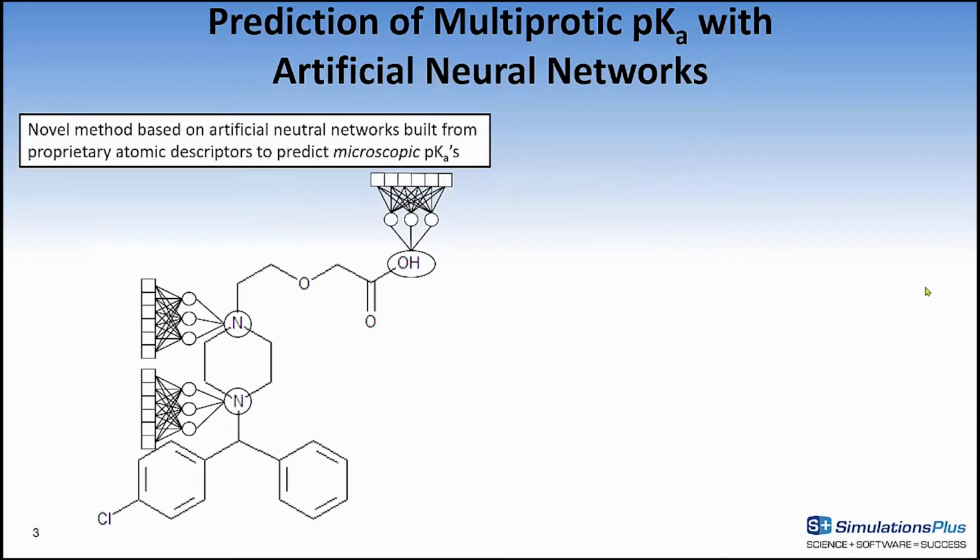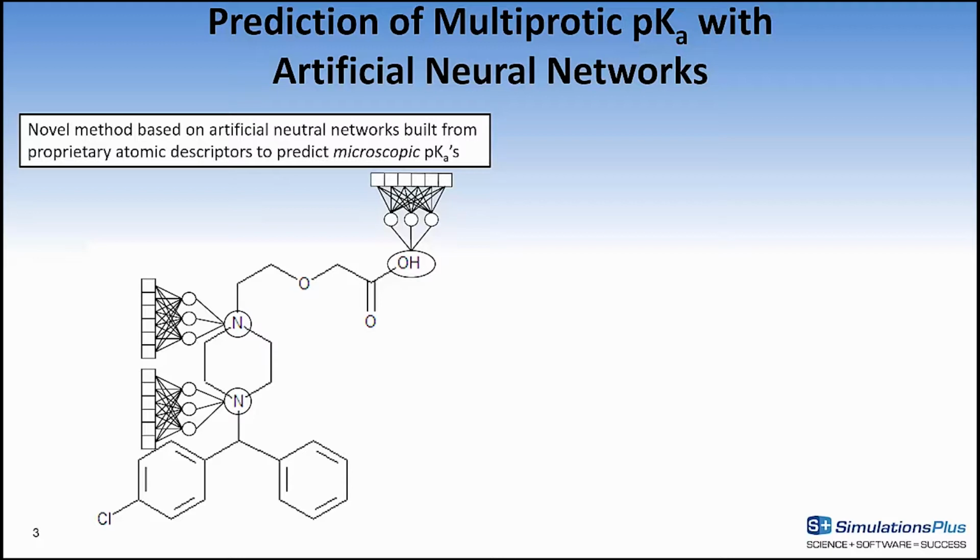Our pKa model is based on artificial neural networks that are built from proprietary atomic descriptors, and they're used to predict microscopic pKa's. In this example, I show two types of functional groups. Here's an OH that's part of a carbonyl, so it's a carboxylic acid. This same model would be used to predict microscopic pKa's of phenolic type OH groups. And then here we have basic amines. In this case, they're both tertiary amines.